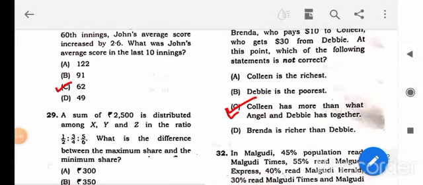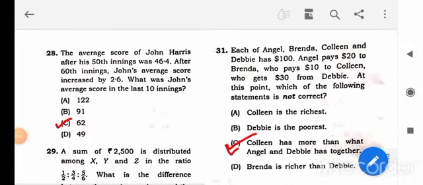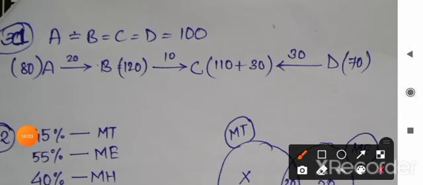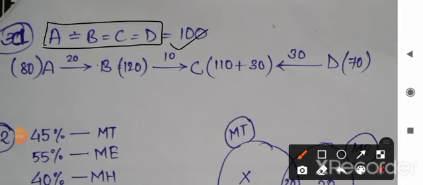So next, question 31. Each of A, B, C and D has 100 dollars, and read the whole question. And remember option C. What is it? C is the richest, D is the poorest, and B is richer than D, and C has more money than whatever. A, B, C and D have 100 rupees each. Keep the dollars aside, we take 100 rupees. Then A has given 20 rupees to B. So how much is left with A? 80. And how much does B have now? 120.